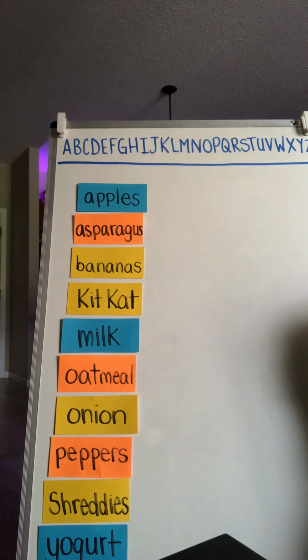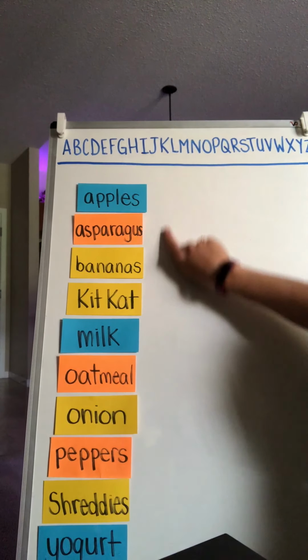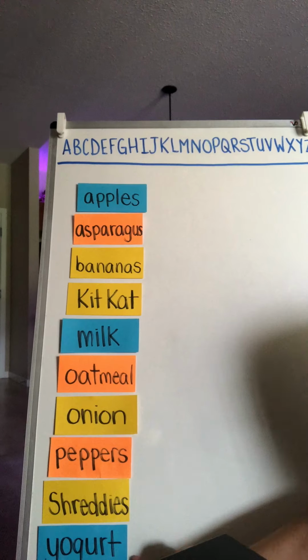So there you have it, friends. We have gone and we have listed 10 foods in alphabetical order from A all the way down to Z. I hope you had fun doing this activity. Feel free to challenge yourself by going and searching for more foods or even different things around your house and practice putting them into alphabetical order. See you soon.